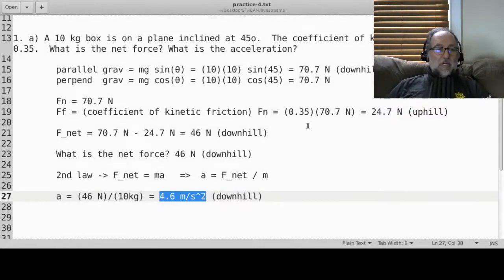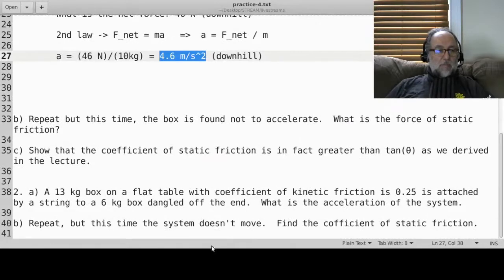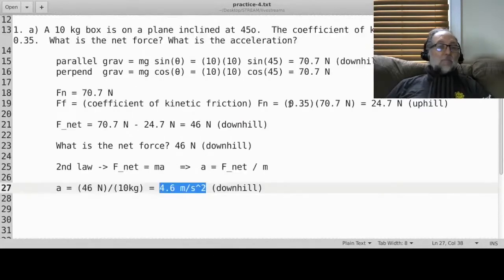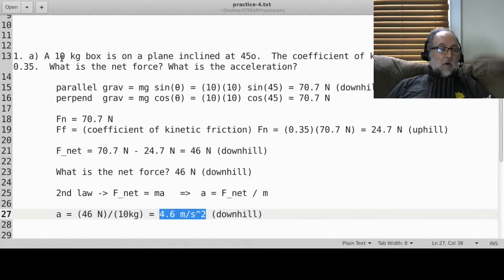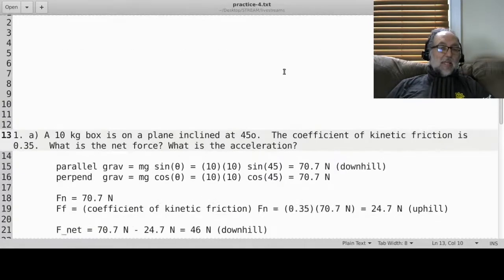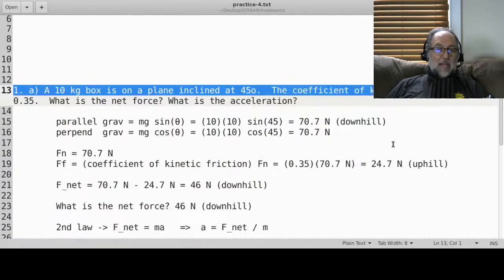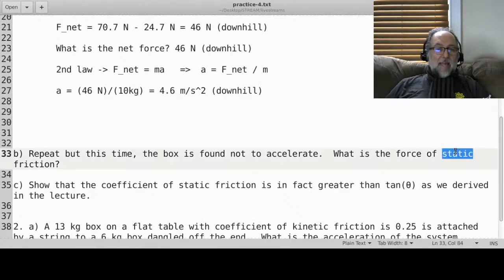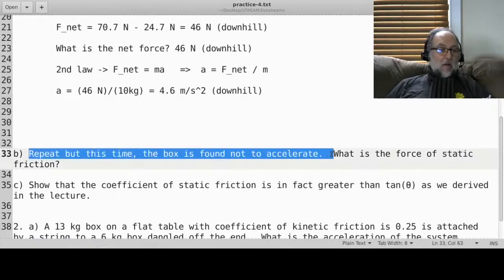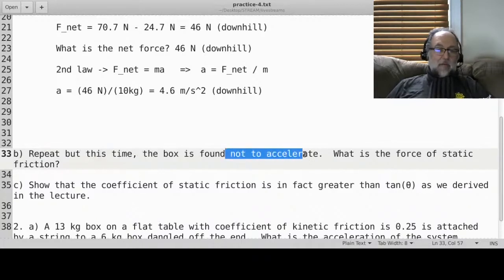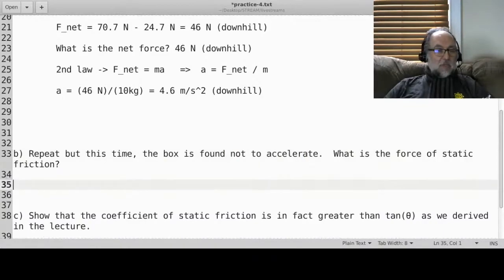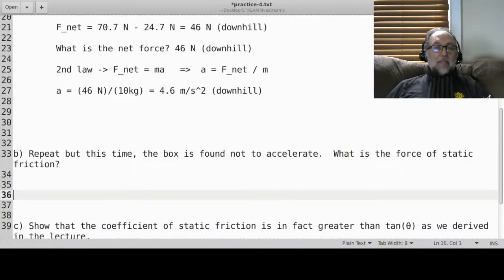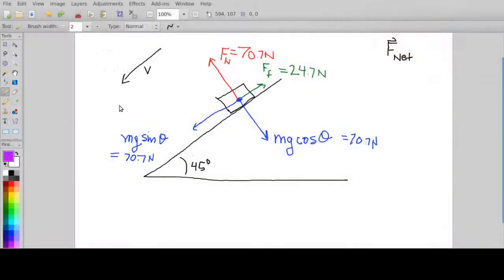The next one we're going to do, let's move on to the second problem here. Oh, I'm sorry, we're not quite done with this one. So that was the situation with kinetic friction. Now we're going to do static. So I say repeat the entire problem, but this time the box doesn't accelerate, and I asked to find the force of static friction. So to do that, let's go back to the diagram, because that's your first step. Draw the diagram again.